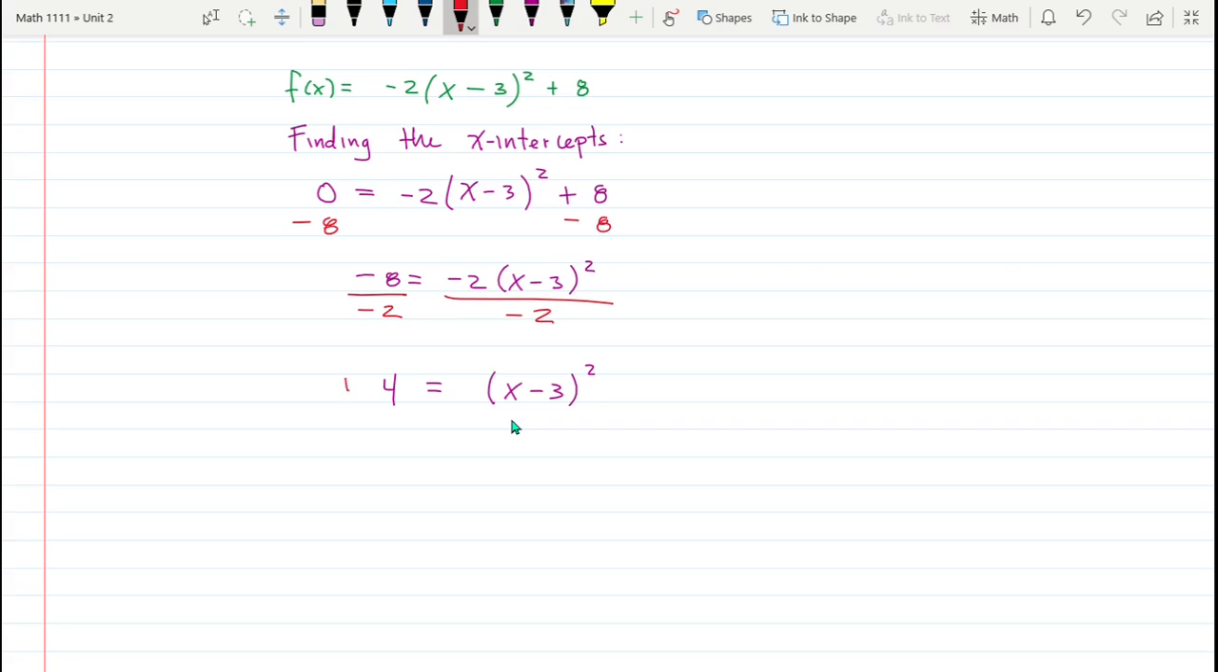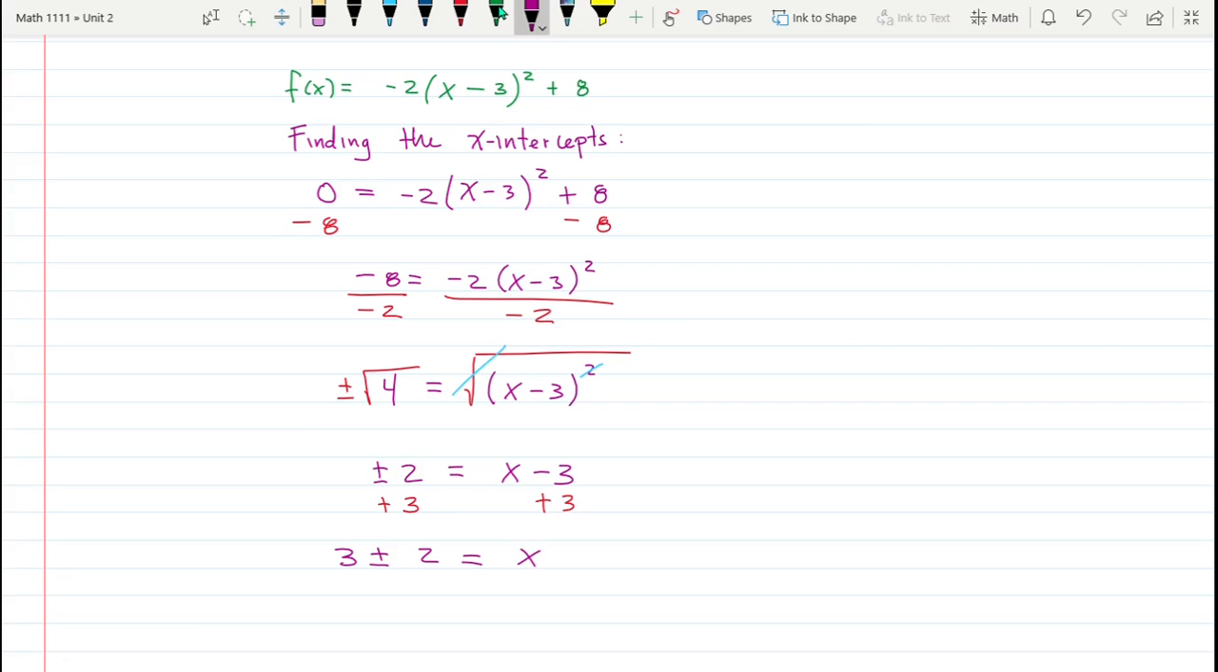Here's where we apply the square root property, so plus or minus of that square root. Here on the right side, those cancel out, and we're going to be left with plus or minus 2 is equals to x minus 3. So we're going to move the 3 to the other side, and we're going to have 3 plus or minus 2 is equals to x.